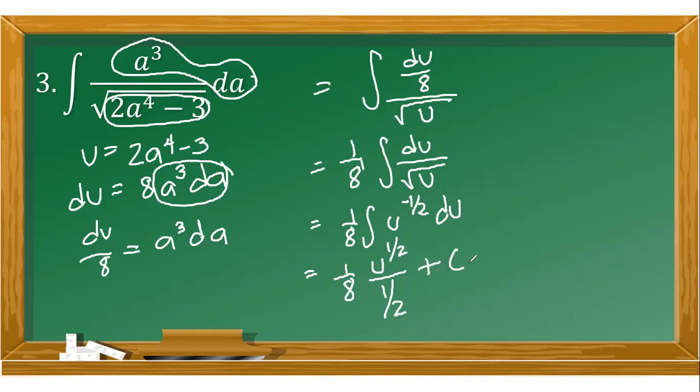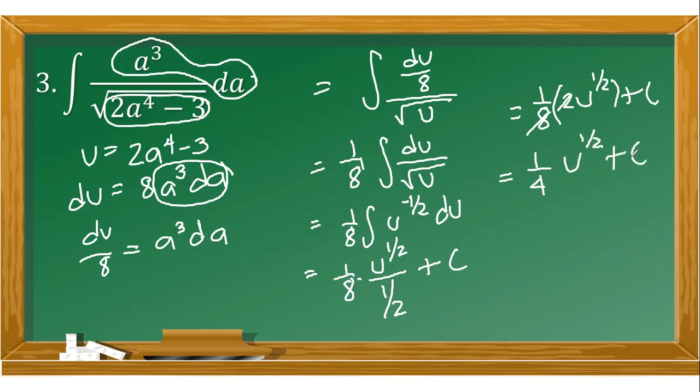Okay, plus c. Simplify. So 1 over 8 multiply 2. Okay, divided by 1/2 siya. So aangat 2 raised to 1/2 plus c. Then cancel out si 2 and 8. So naging 1/4 u raised to 1/2 plus c.